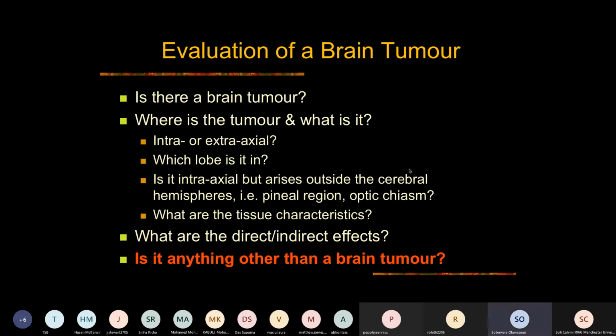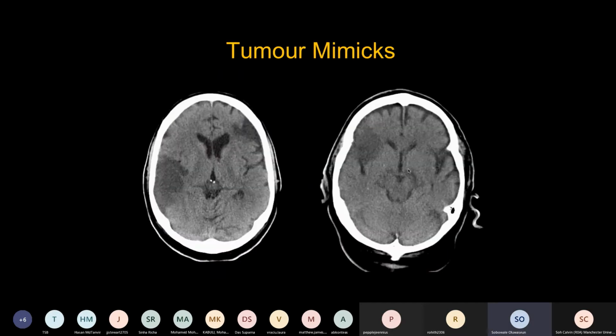Once you think the tumor is invading the brain with all the downstream effects, the next question is, can this be anything other than a brain tumor? So the brain tumor mimics that we try to avoid making mistakes on. The first one is simple infarction.